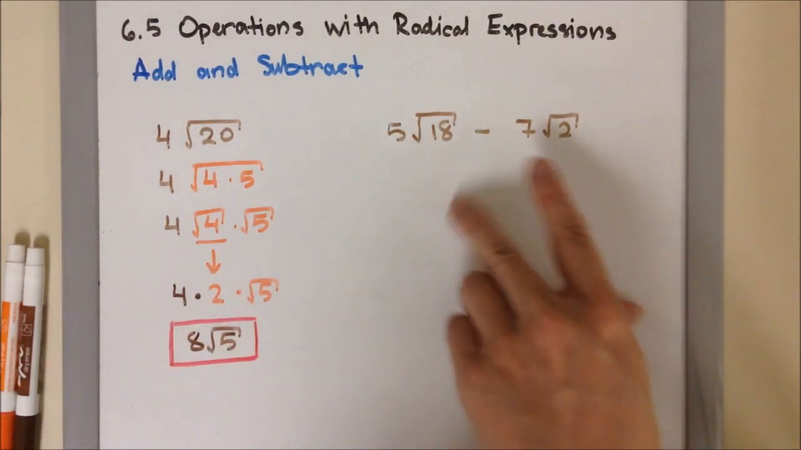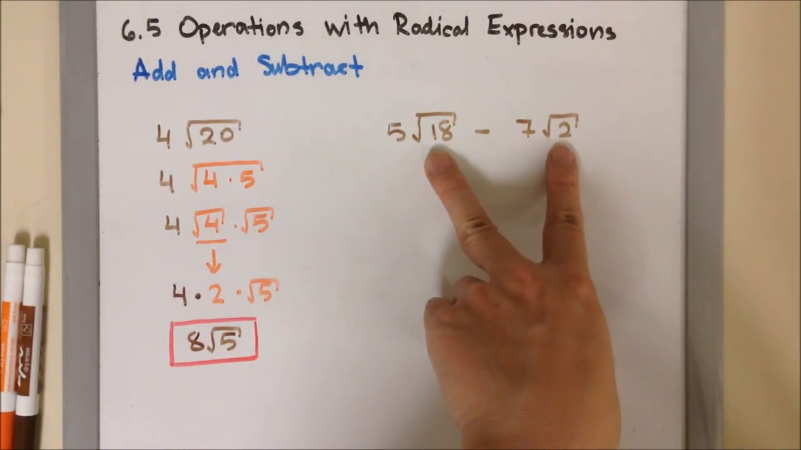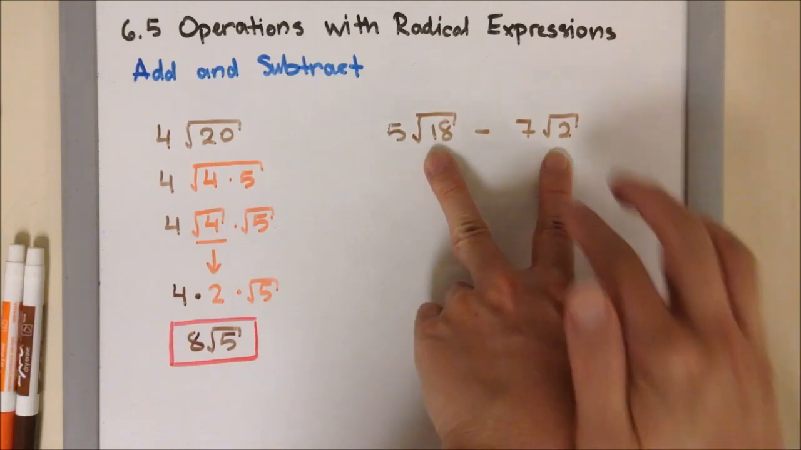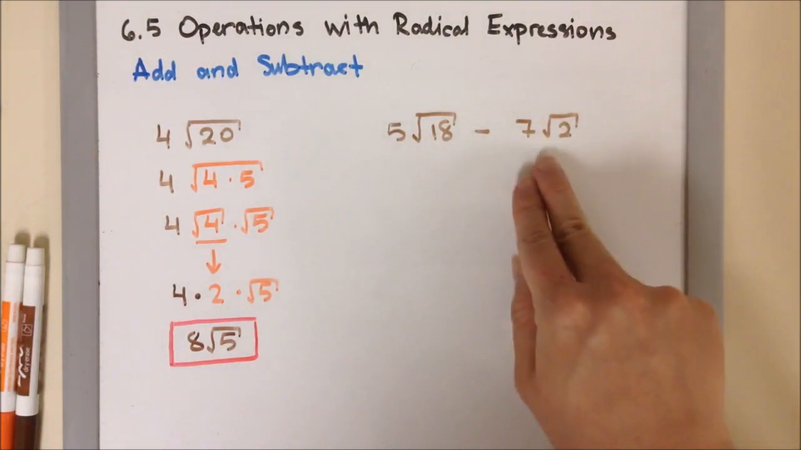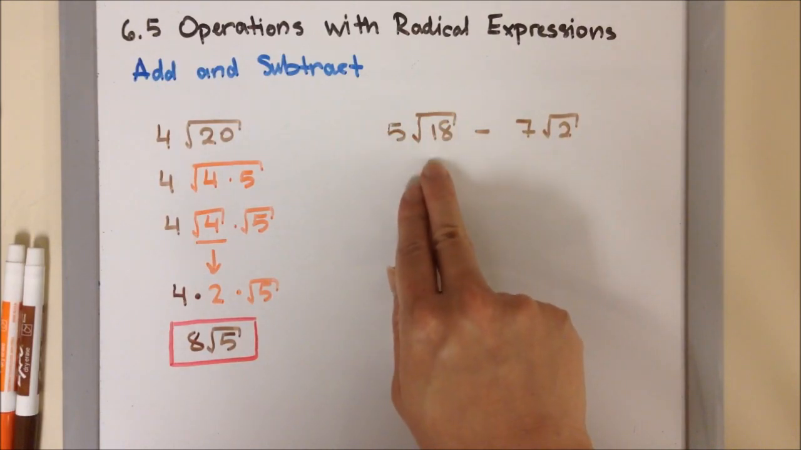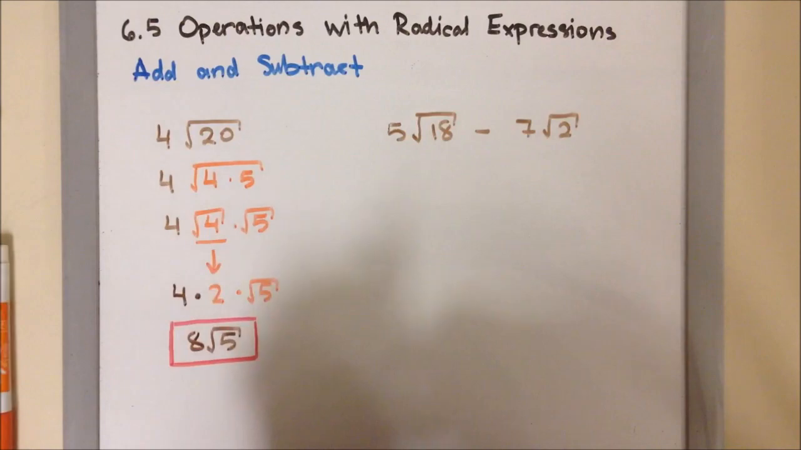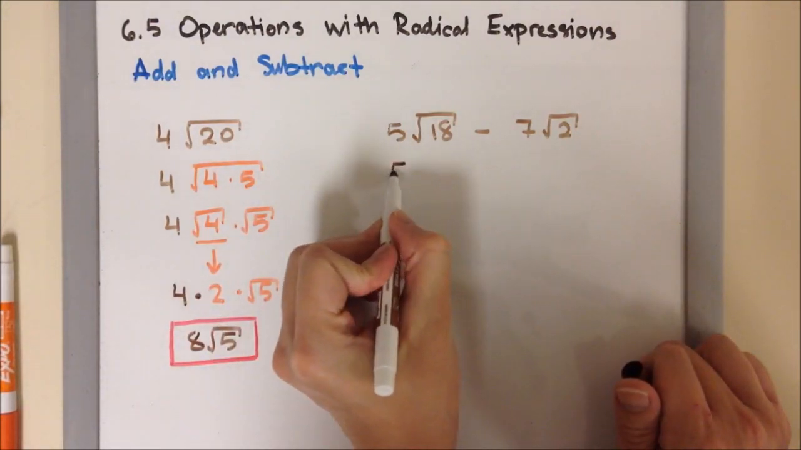I can simplify the square root of 18, whereas I cannot simplify the square root of 2. So this part will stay the same. Right here, the minus 7 square root of 2 will stay the same. But over here, I want to simplify 5 square root of 18. So 5 will stay the same, and it will be on the outside.